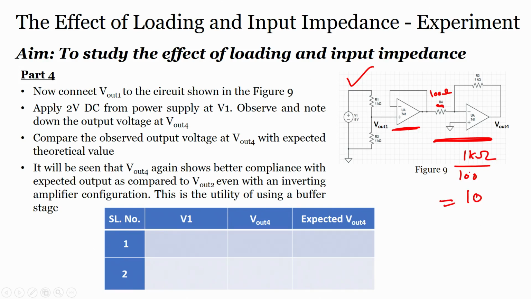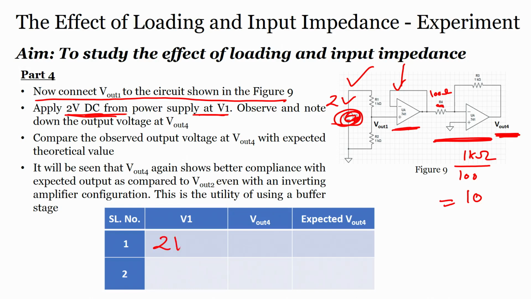For understanding the importance of the buffer, what should we do? Connect V out to the circuit shown in the figure, V out connected to your buffer, then apply 2 volts DC from the power supply to V1. Here we are applying 2 volts DC. Observe and note down the output V out 4 here. So we apply 2 volts, we measure V out and we write down the expected V out.